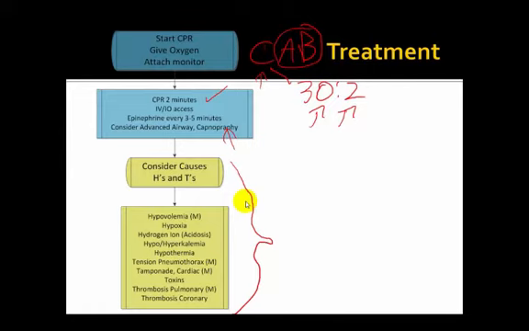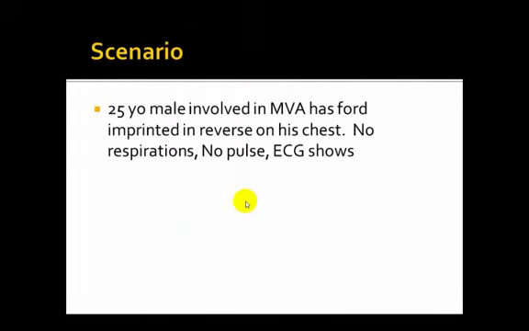The scenario for your first scenario, scenario 1 here, is a 25-year-old male involved in a motor vehicle accident. This guy has Ford imprinted in reverse on his chest, no respirations, no pulse, and the EKG shows this.